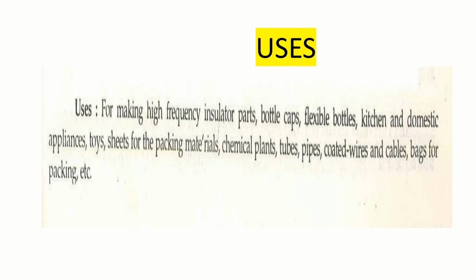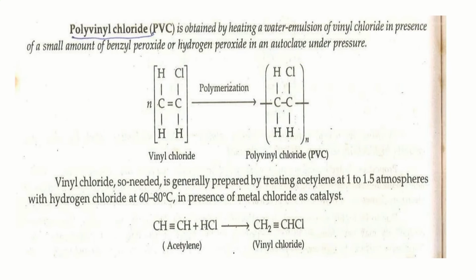The uses of polyethylene: it is mainly used for insulated parts, and it is also used for the manufacturing of bottle caps, flexible bottles, kitchen and domestic appliances, toys, sheets, packing materials, pipes, coated wires and cables, and packing bags.